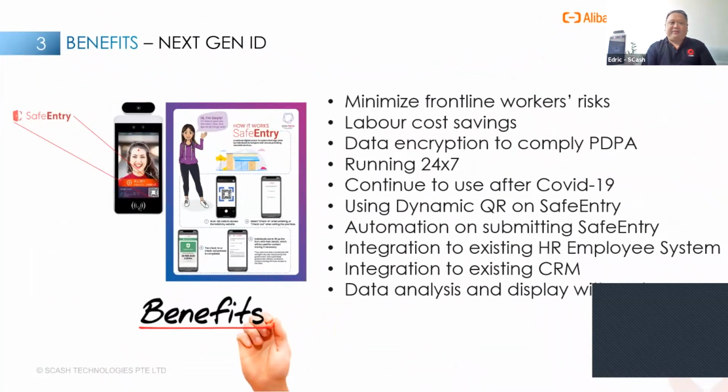All right, the next-gen ID benefits: we can actually minimize worker risk, so it is automated, more like machinery. And of course, the data will all be stored in the Alibaba Cloud with encryption, so it complies with PDPA, and it runs 24/7. And this solution is not only used for the COVID-19 period, but beyond COVID-19. And how are we going to do that? By adopting the data that we collected. We are using the data to do analysis, helping you to grow your business through cloud analysis, right?